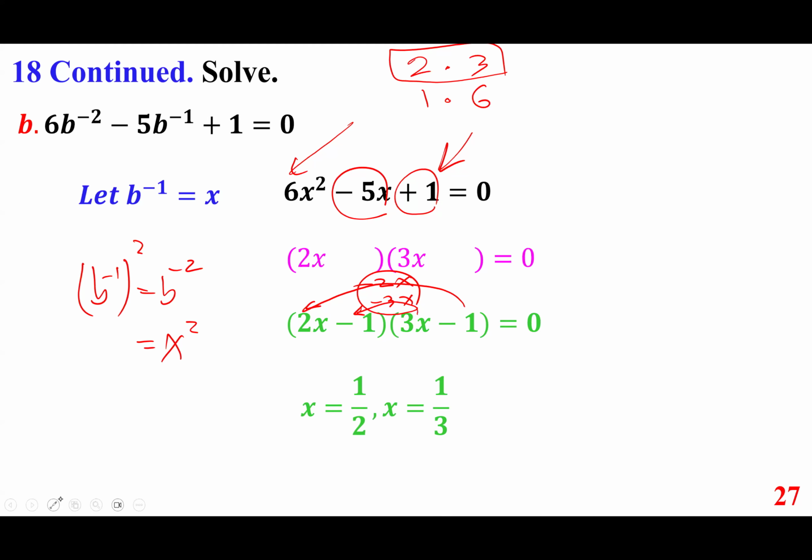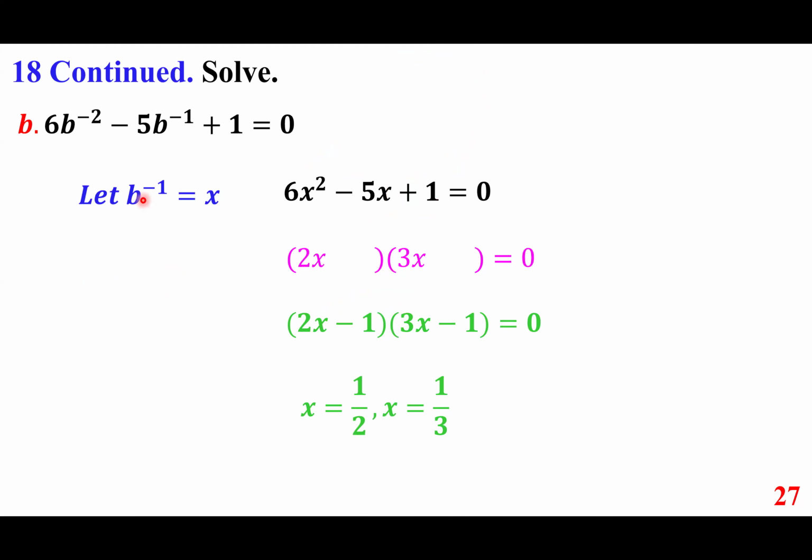It's important to understand that b to the power of -1 means 1 over b, which means the reciprocal of b. So if b to the power of -1, or 1 over b, equals x, then b is 1 over x. So the relationship between x and b is that the two numbers are reciprocals. Therefore, if x is 1/2, b is 2 over 1 or 2. If x is 1/3, b is 3 over 1 or 3.